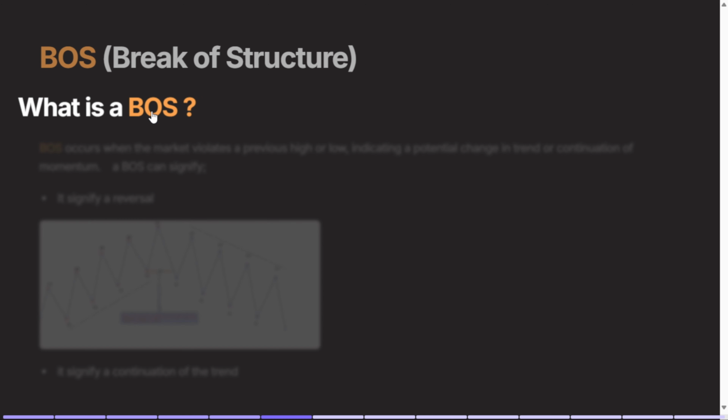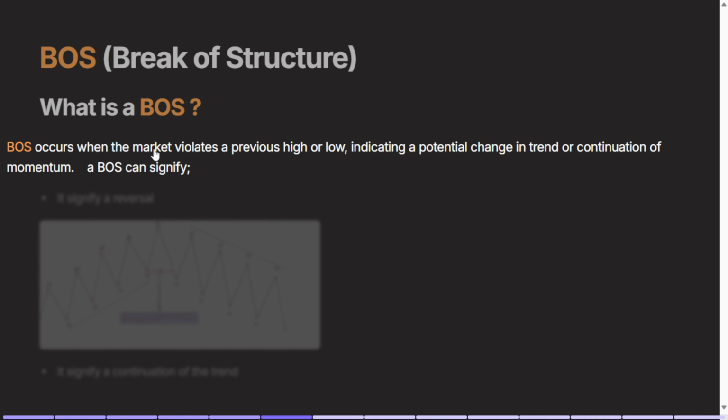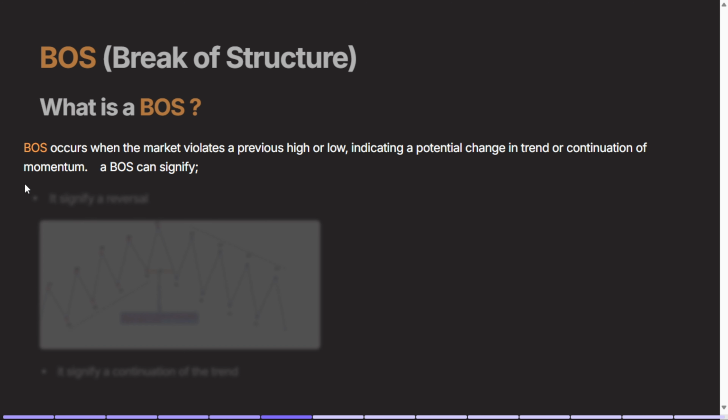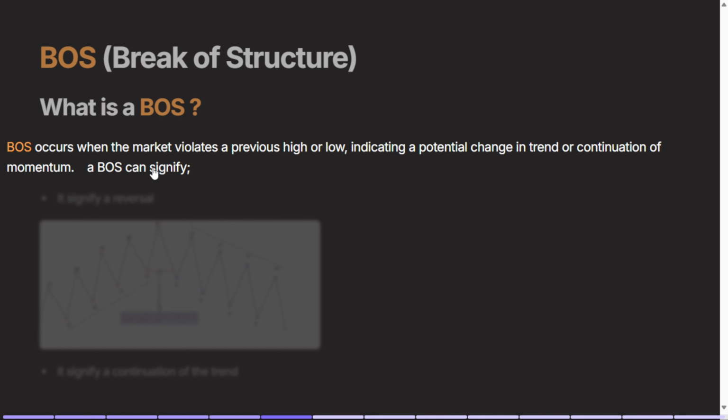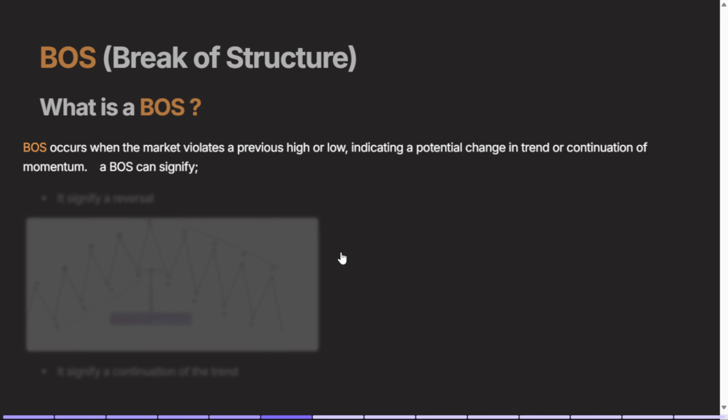BOS, or break of structure, is the full meaning of BOS. What is a break of structure? A break of structure occurs when the market violates a previous high or low, indicating a potential change in trend or continuation of momentum. I hope you guys understand that. A break of structure occurs when the market violates a previous high or low.